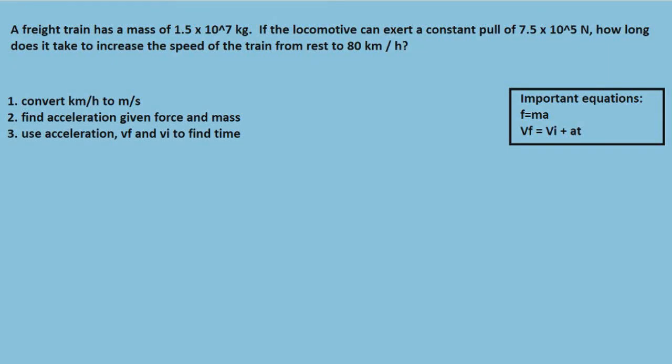Here we have a problem that states a freight train has a mass of 1.5 times 10 to the 7 kilograms. If the locomotive can exert a constant pull of 7.5 times 10 to the 5 newtons, how long does it take to increase the speed of the train from rest to 80 kilometers per hour?